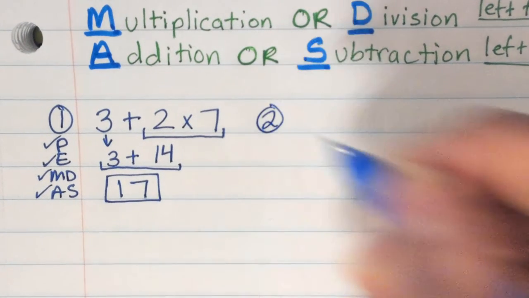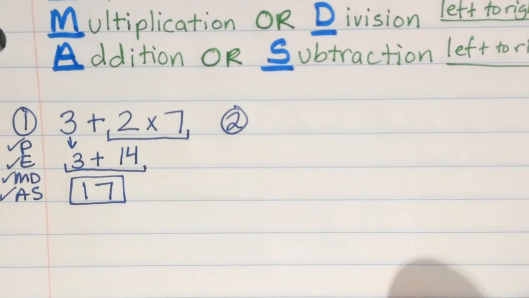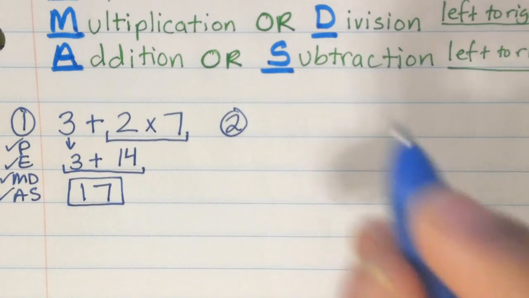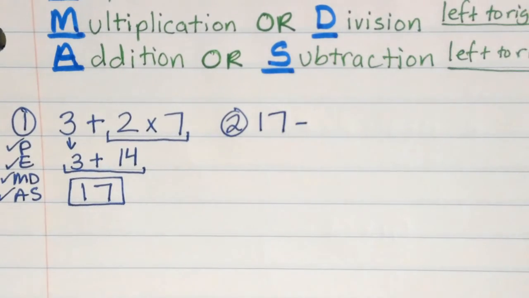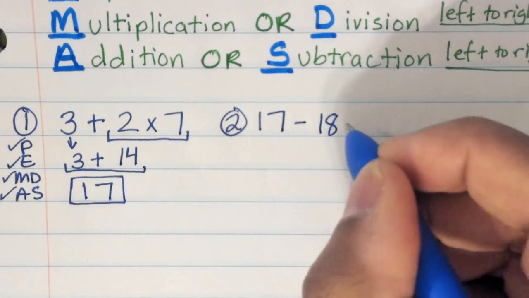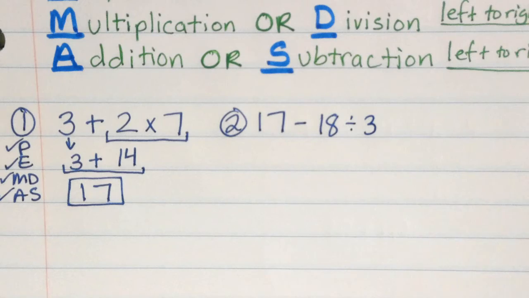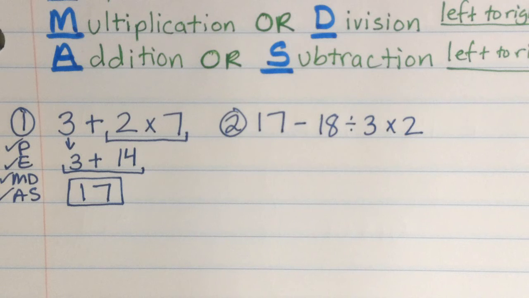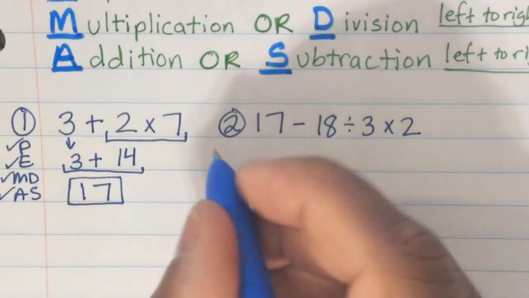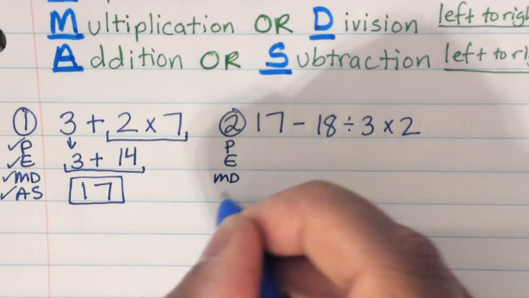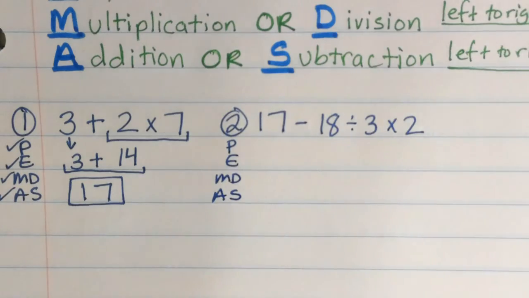Number 2, we are going to do 17 minus 18 divided by 3 times 2. 17 minus 18 divided by 3 times 2. Now I'm going to write PEMDAS again to the side, guys. Okay, again, if I were you, do that. As soon as you write that down, then your mind can get a better chance of getting it done correctly. Okay, so you want to make sure you're doing it correctly, following those steps.